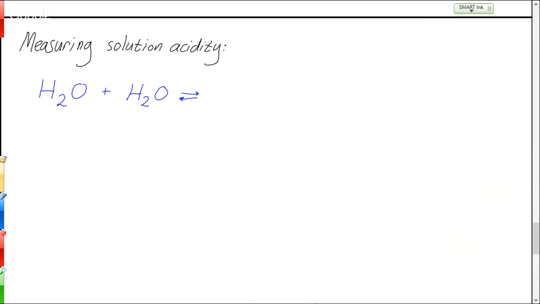So think about what it means to do an acid-base reaction. What does it mean to do an acid-base reaction? What changes? What happens if an acid and a base react with each other?